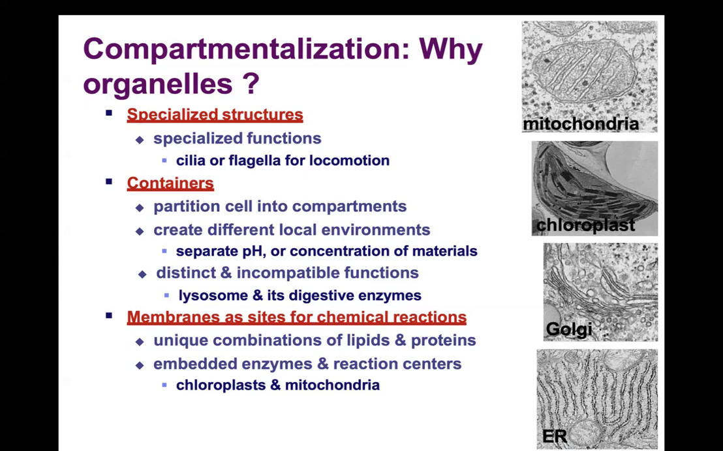So we can partition or break up the inside of the cell into different compartments, and those different compartments can have their own internal environment. So different pHs, different concentrations of materials, which allows each of those organelles to have distinct and specialized functions. And what all that means is that these cells can be more efficient in doing their jobs because they have structures that specialize in doing only certain things.